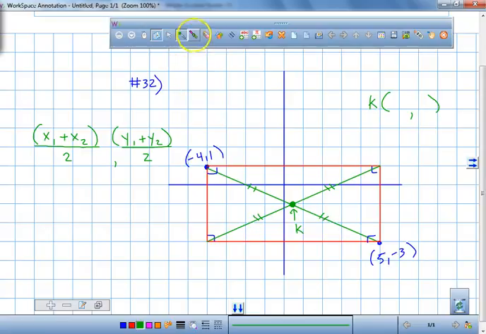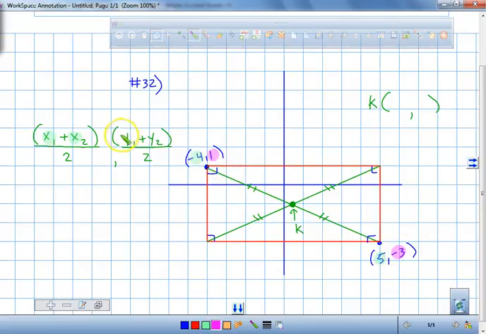So here are your x values right here. You got a negative 4 and you've got a 5. Just plug them in. Okay? Over here you have your y values. You got a 1, you got a negative 3. You take them, you add them together, and you divide them by 2.